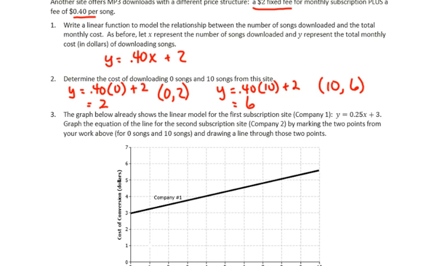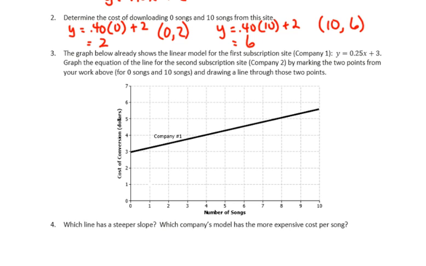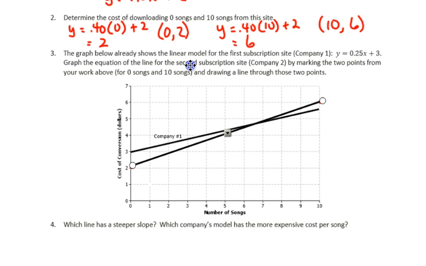The graph shows company number 1 on the last page already graphed. So we're going to mark our 2 points on here, (0, 2) and (10, 6), and we're going to connect those dots, and mine's going to be off a little bit. I wanted to get this exact. We'll see if I can.